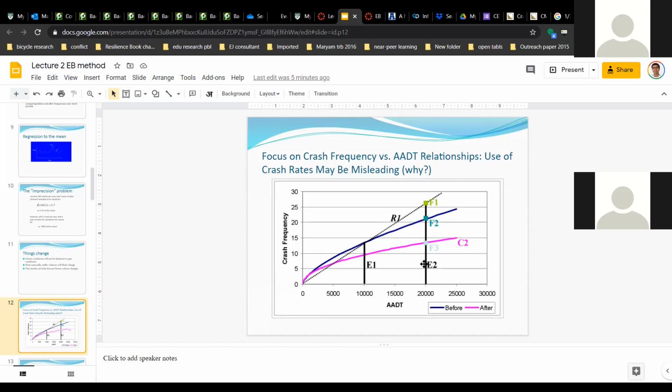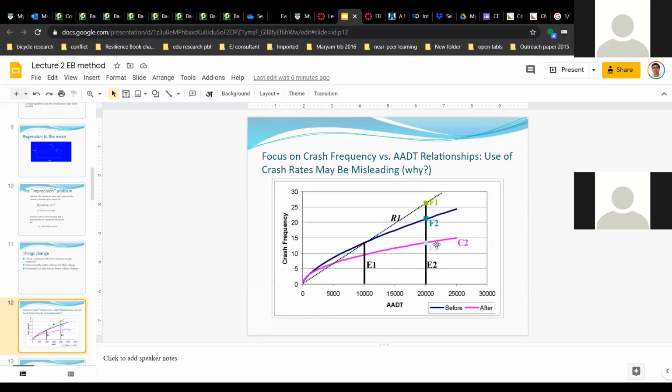So what these points are showing you is the expected value in the first scenario, and the expected value in the second scenario. R1 is the rate, if you were to rely on rate. So these dots, F1, F2, and F3, are different estimates that you will end up with depending on which relationship you rely on. If you're just relying on simple rate, you will end up with F1 as your estimate of crashes in the after period. If you were to find the relationship from the before period, you will end up with F2 as your expected crashes. But if you rely on the correct relationship, then you should land at F3.